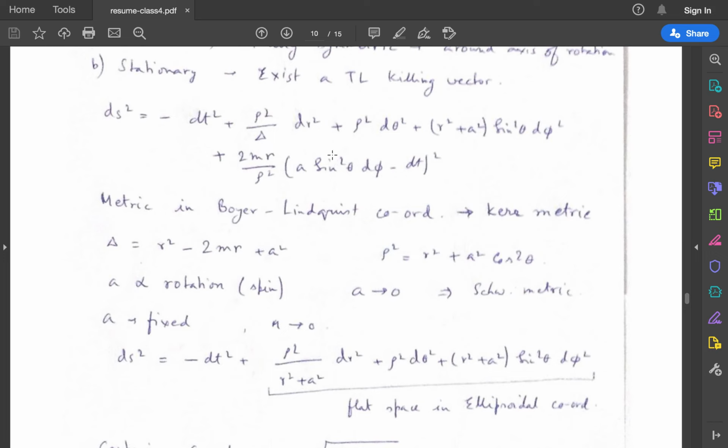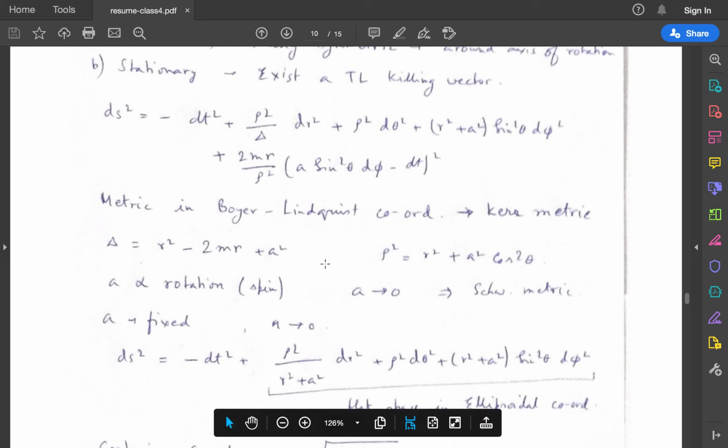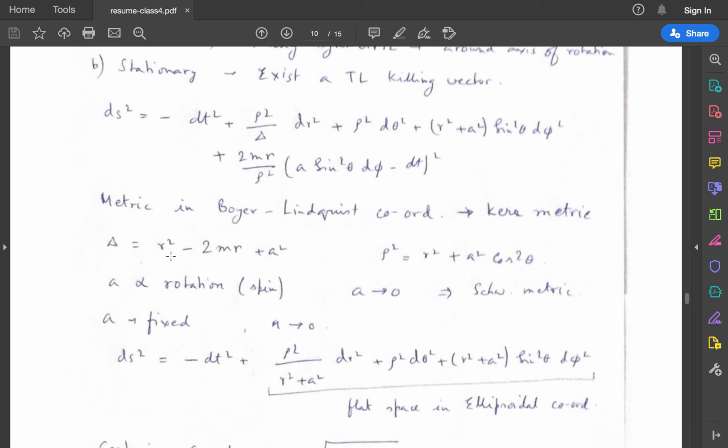Okay, and a tending to 0 will give back, this is r square by r square minus twice mr, so that this will give me 1 minus 2m by r as the coefficient here. So a tending to 0 gives us the Schwarzschild metric.